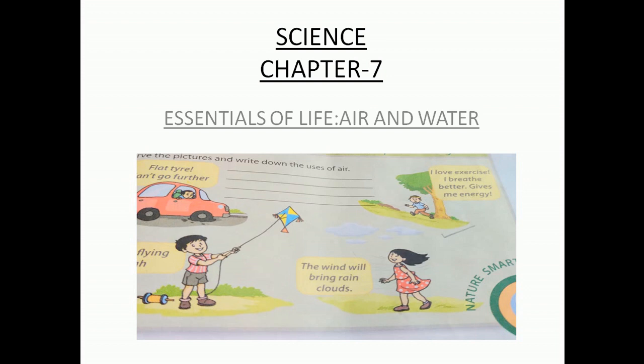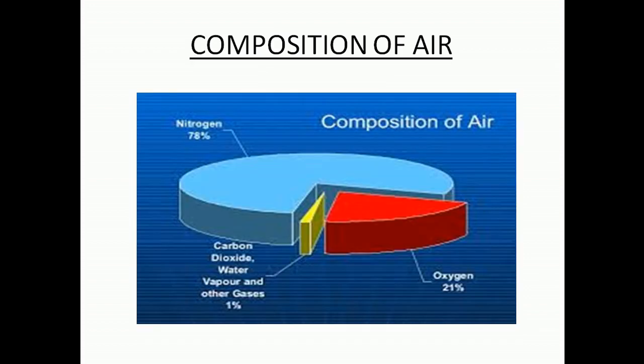Air is a mixture of gases. So now we will study about the composition of air. Essentially, the atmosphere is a collection of gases that makes the earth habitable. It consists of 78% nitrogen, 21% oxygen, 1% water vapor, and minute amounts of other gases like argon, helium, and carbon dioxide.